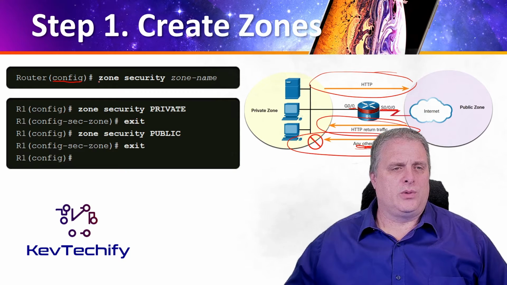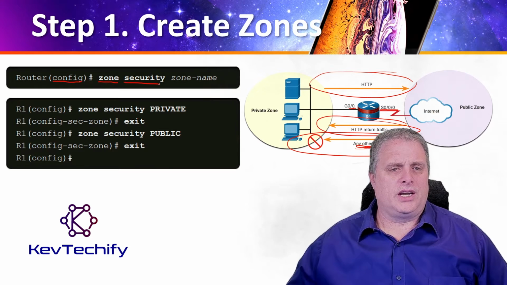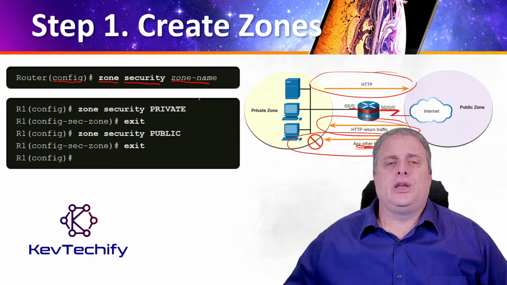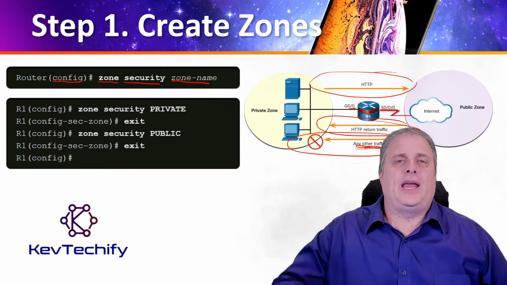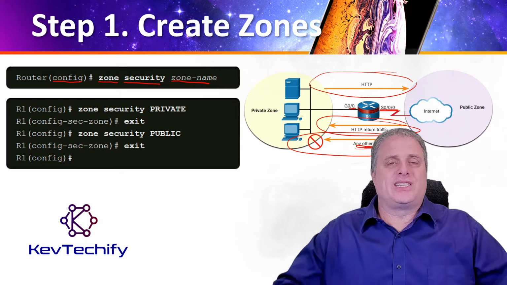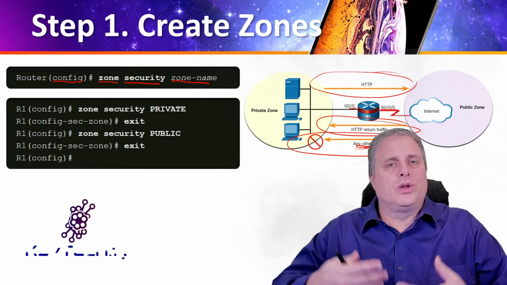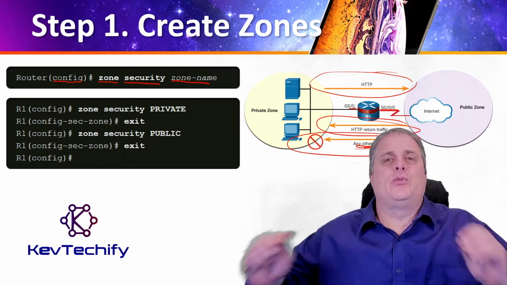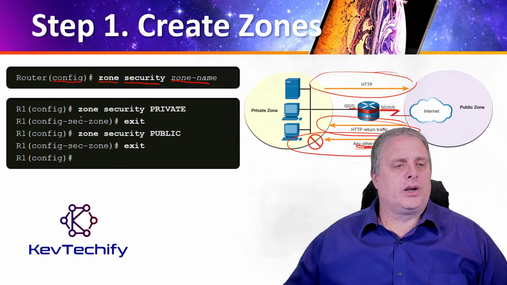And so we use the keyword zone and then security, and then you put the name of the zone. Naming convention is you typically put your names in all capital letters. That helps it stand out. When you go back and you look at your settings, you can see that that name will stand out quicker. Here we're going to go in there and create it.